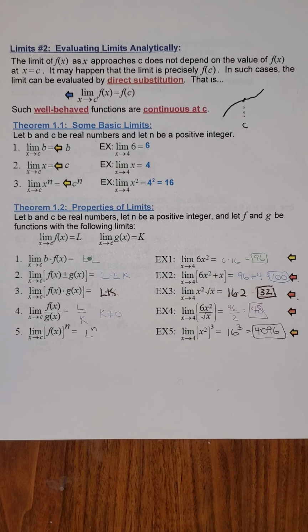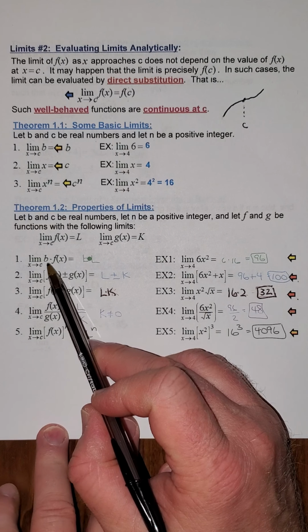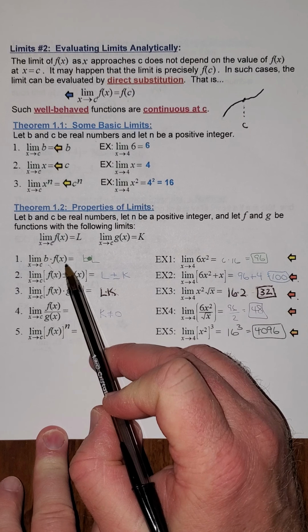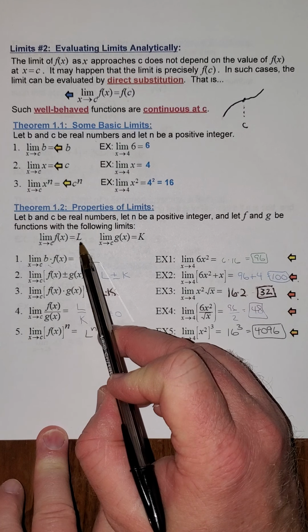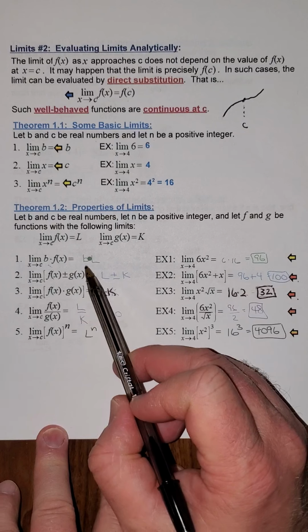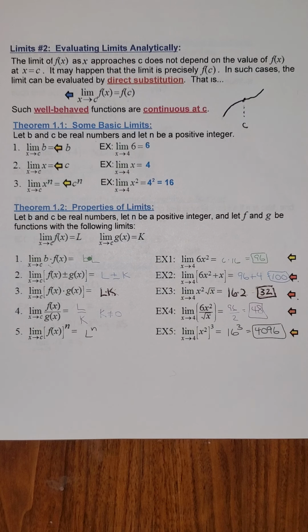Now, let's show some other properties of limits here at the bottom of the page. And if these aren't making sense, pause the video, send me a text message, let me know what you need. If you have a constant times a function, and the limit of that function is L, you can take b times L. Now, what the heck does that mean?